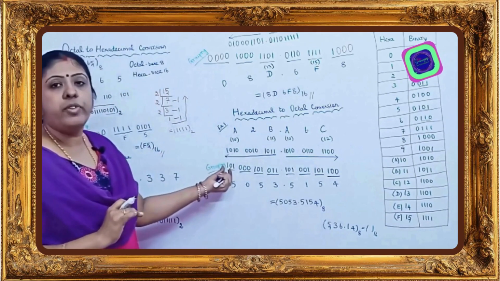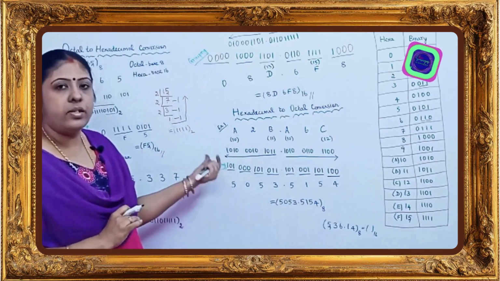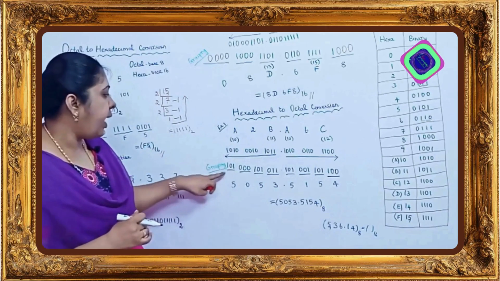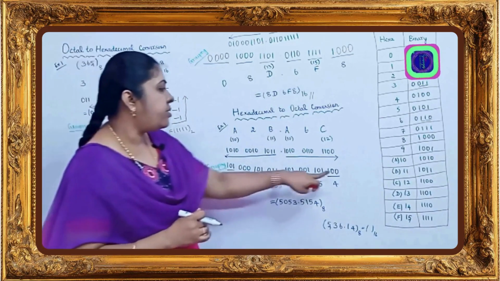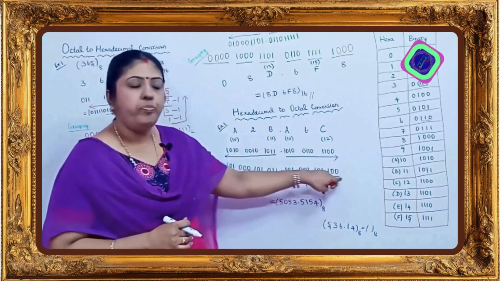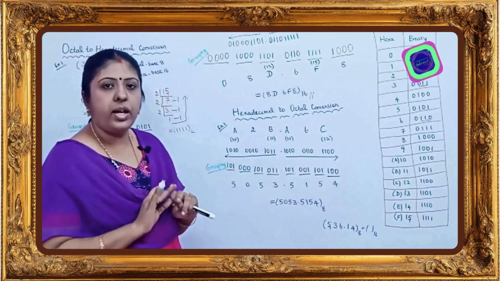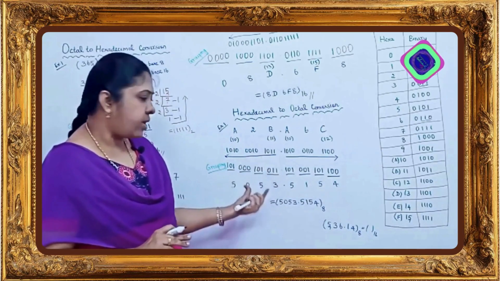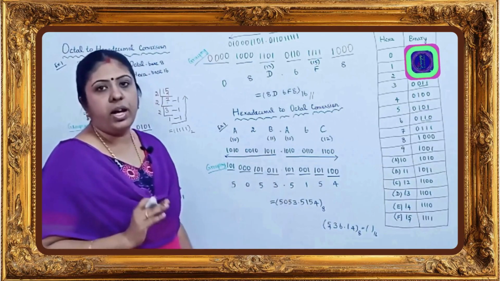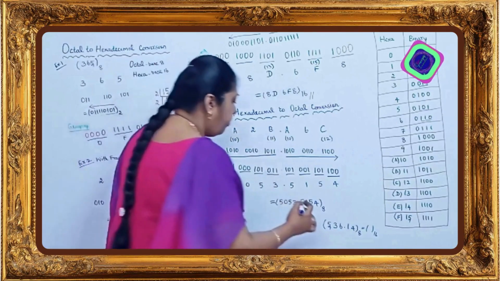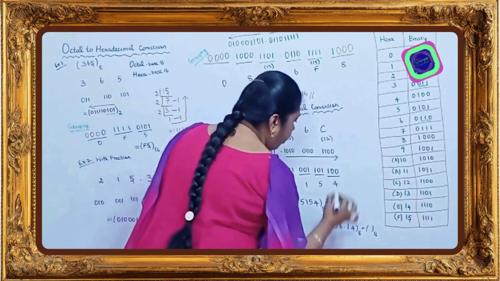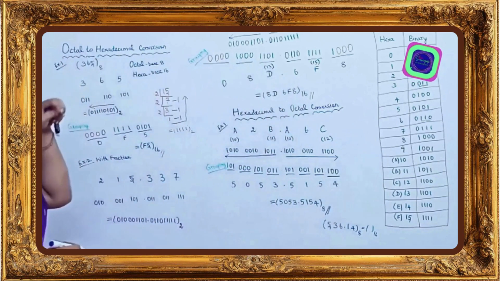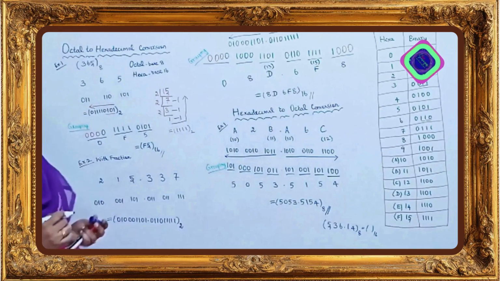Suppose you are left over with a single binary digit or a double binary digit, we can add zeros in the integer part as well as in the fractional part. Since it is not needed here, we had not added any zeros. Directly the values are grouped and substituted, and the concerned octal value is found and written here. Hope you are clear with both types of conversions.